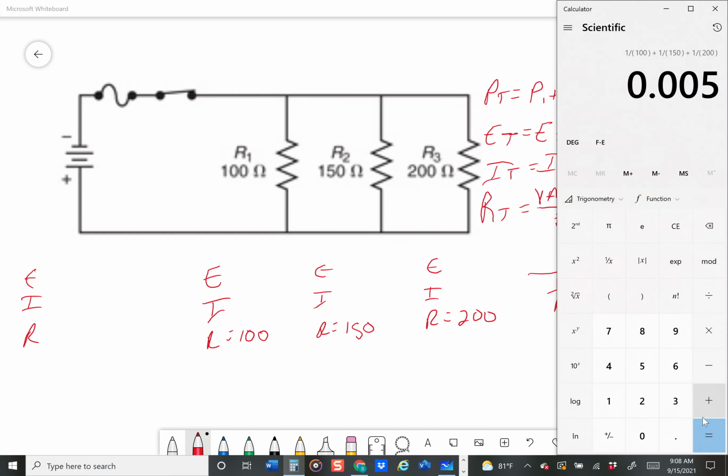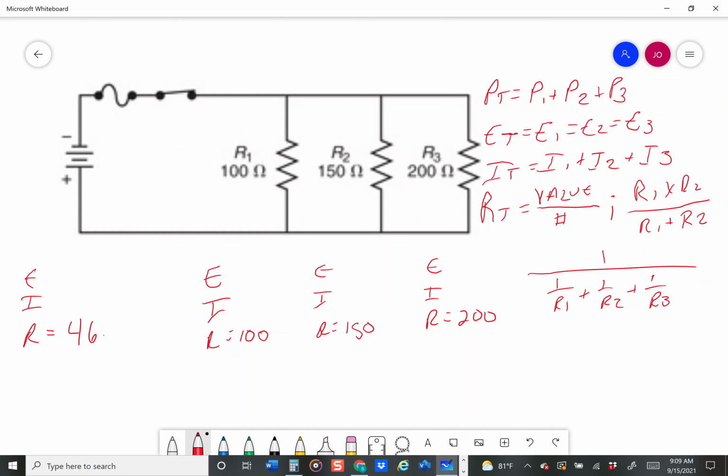Then we're going to hit equal, and that's going to give us our denominator value, and then we're going to hit x to the minus 1 equals again, and we're going to get an R total, in this case, of 46.15 ohms. Again, if we remember correctly from first year, our R total in a parallel circuit has to be smaller than the smallest resistor, so it is smaller than 100 ohms. Hopefully that is going to be our quick reminder of how to do series and parallel.